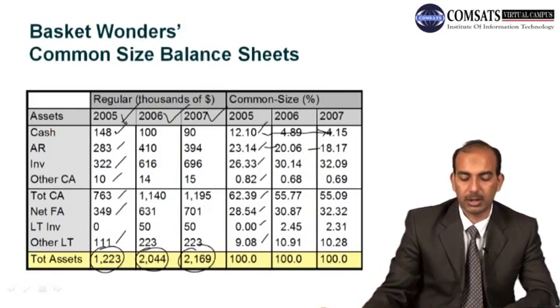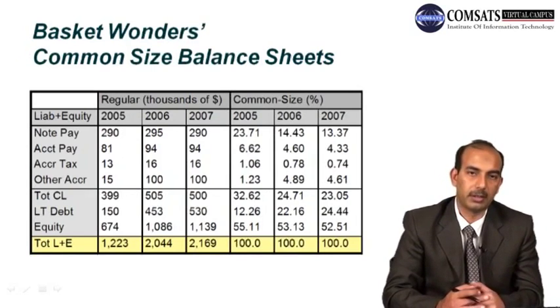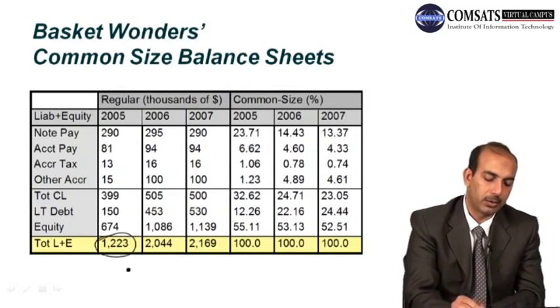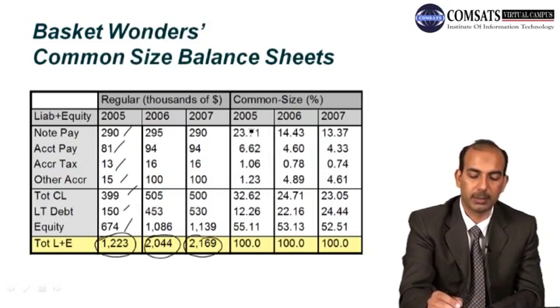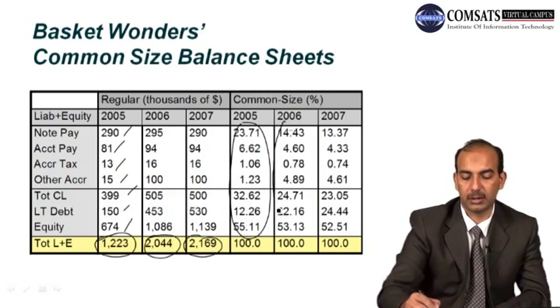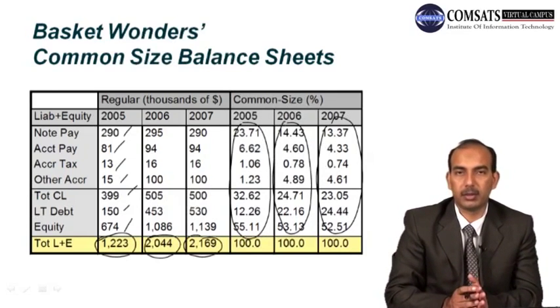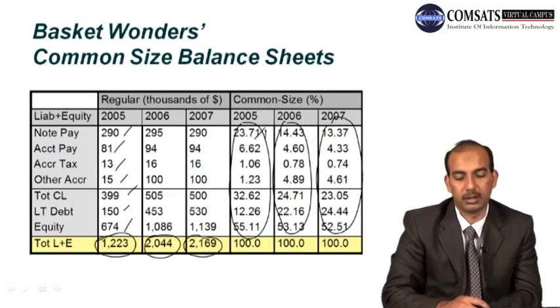And then if we come to the next phase, which is dividing the liability side by the total liabilities and equity, you can see here this is the amount same as that of total assets. So you divide all the figures with this amount to get this percentage. And then we have 2006 and we have 2007. And if you look at this, for every figure the denominator is 1.